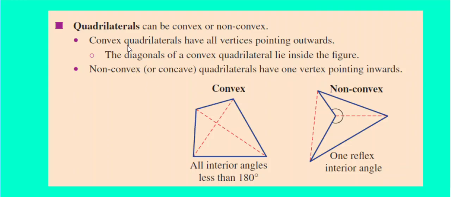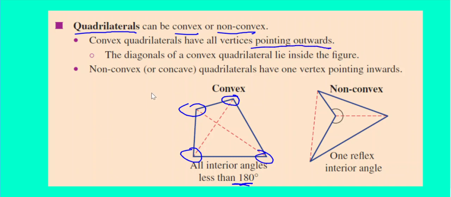Here's a bit of information about quadrilaterals, and again we've covered a lot of this last year. Quadrilaterals can be convex or non-convex. Convex means that all interior angles are less than 180 degrees. And all the vertices, the points of the quadrilateral, will be pointing outwards. The diagonals of a convex quadrilateral lie inside the figure, as you can see here.